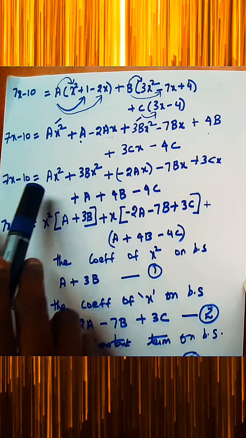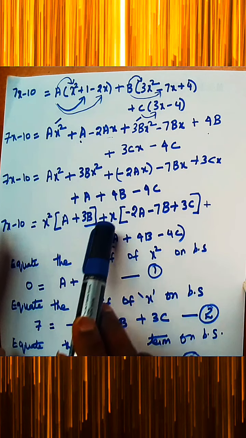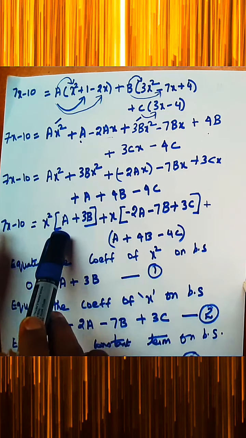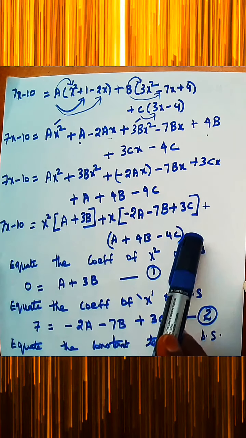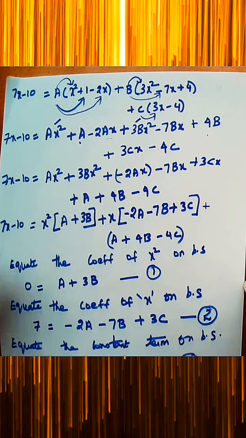If you take x square out, what is remaining? A plus 3b. If you take x out here, okay, x out means minus 2a minus 7b plus 3c, and these are the constant terms. What is the next step?